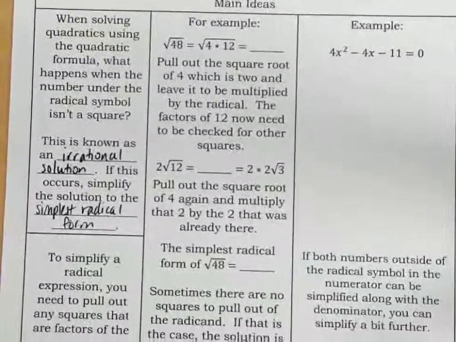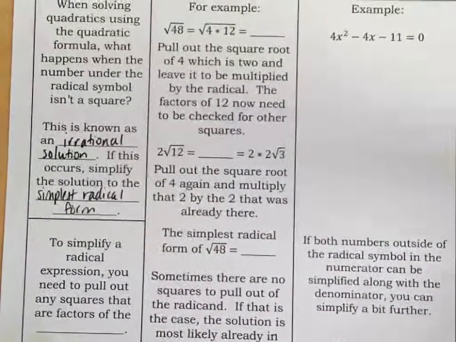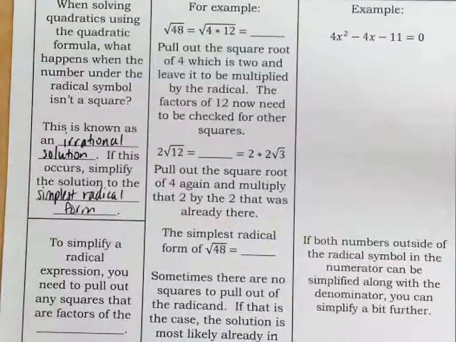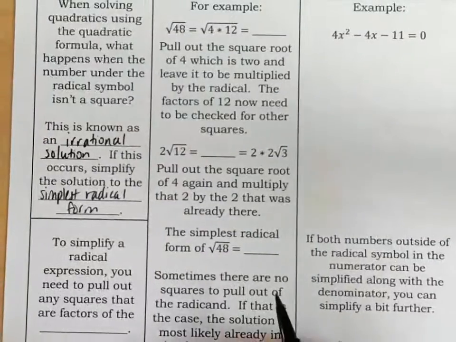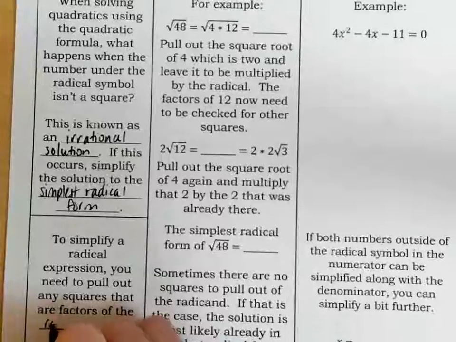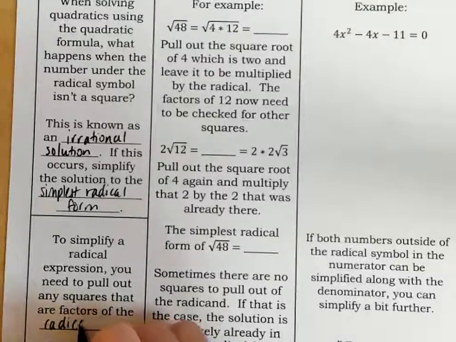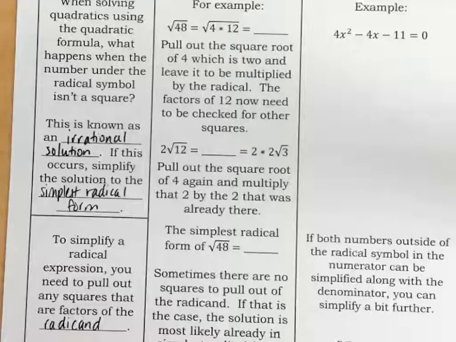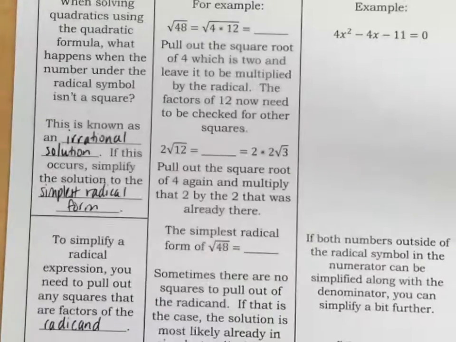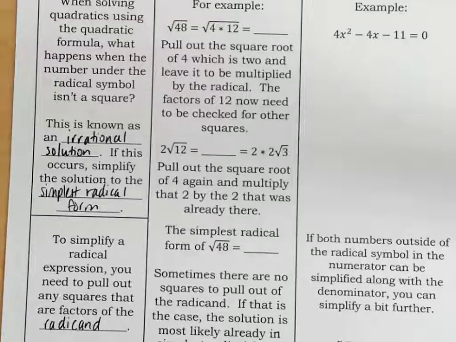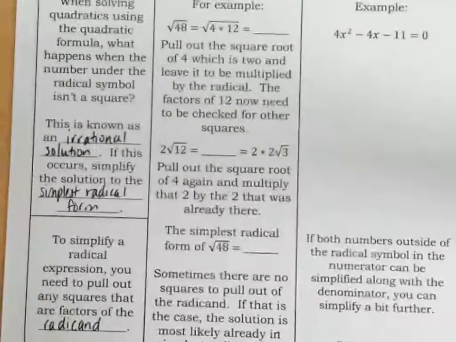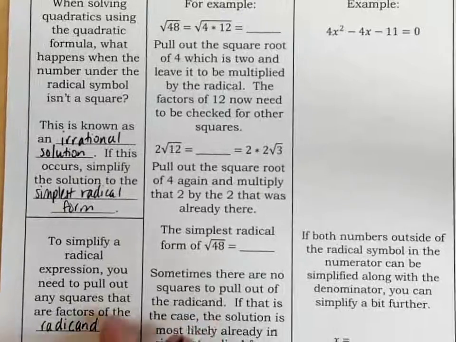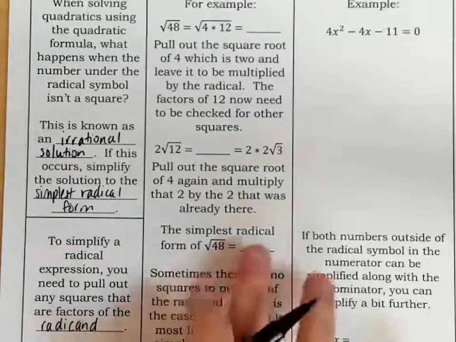All right, and so when we simplify a radical expression, what we want to do is pull out any squares that are factors of the radicand. We're going to pull those out so that we have the simplest number under the radical symbol, and everything else has been pulled outside of that so that we can simplify our solution to its simplest form. Okay, and so when I'm talking about pulling a square out, this is what I mean.